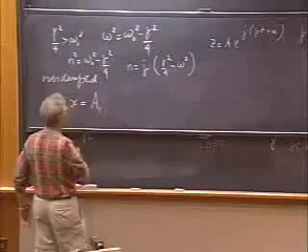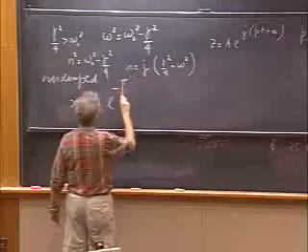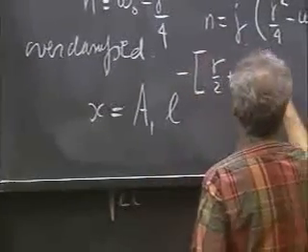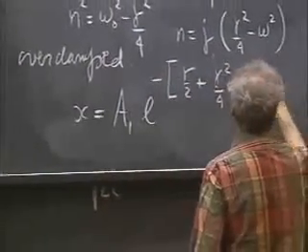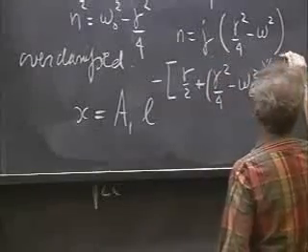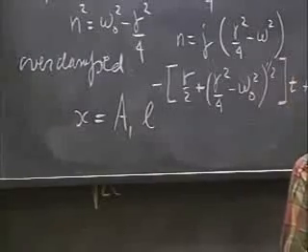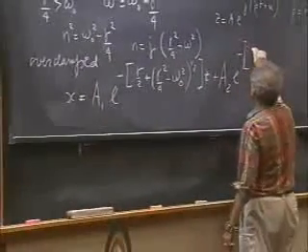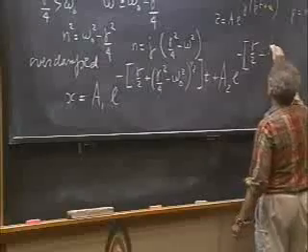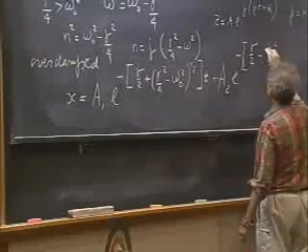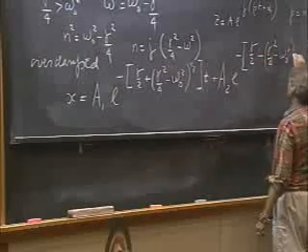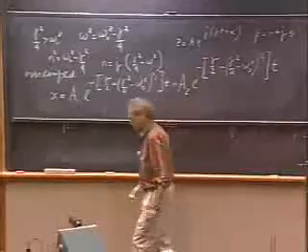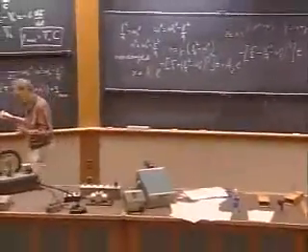A1, it's determined by the initial conditions, e to the minus, and now we get gamma over 2 plus gamma squared over 4 minus omega 0 squared to the power 1/2 times t plus a2 times e to the minus gamma over 2 minus gamma squared over 4 minus omega 0 squared to the power 1/2 times t. You have to take my word for it that this is the solution.